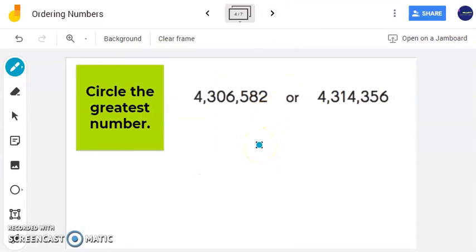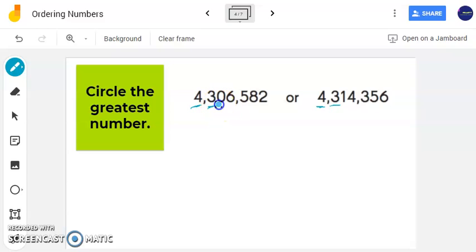In this next one, we go to millions, but even though we're in the millions place, we're still following the same rules as we did for the last two problems. First, let's read the number. 4,306,582. This number here, we have 4,314,356. I notice here both numbers have a digit 4 in the millions place. Now I'm going to move to my 100,000s place. I notice here the digits of 3 and a 3. That's okay. We're going to keep going to the right.